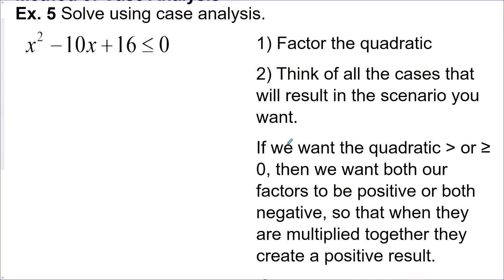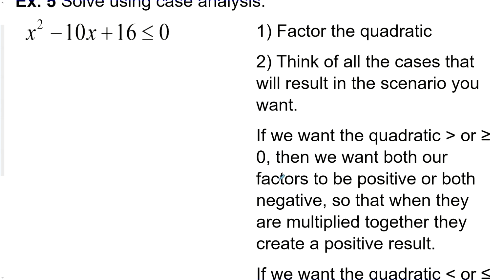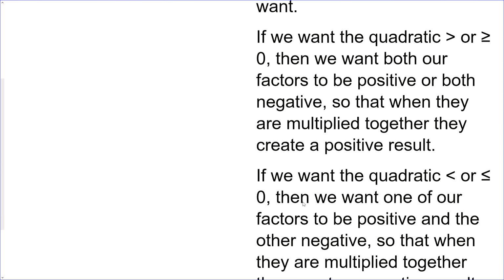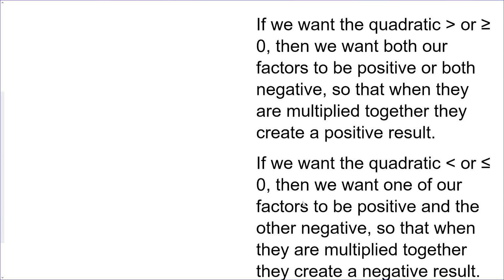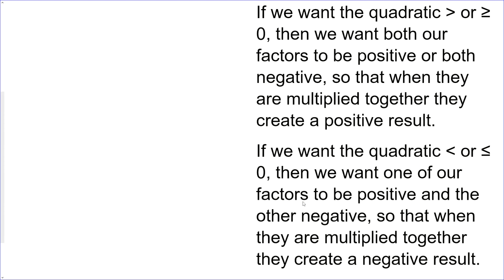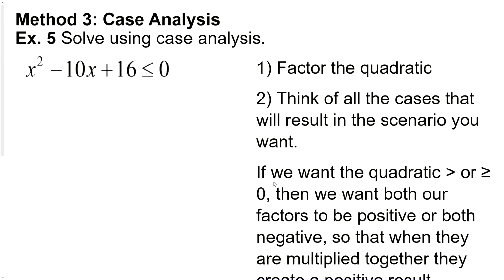If we wanted greater than 0 or greater than or equal to 0, then we want both our factors to be positive or both negative, so when we multiply them together, they become positive overall. If we want negative, like in our case here, we want one of the factors to be positive and the other to be negative, so when we multiply them together, we will get the negative result that we want. Let's start off by factoring this one. x minus 2, x minus 8, less than or equal to 0.